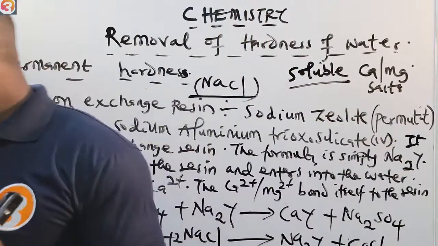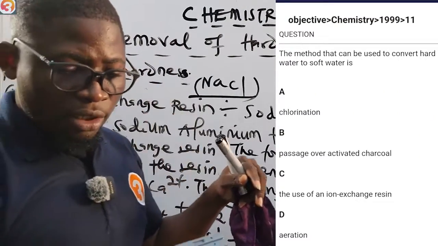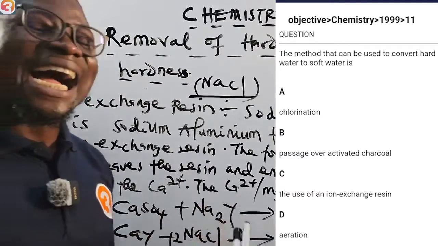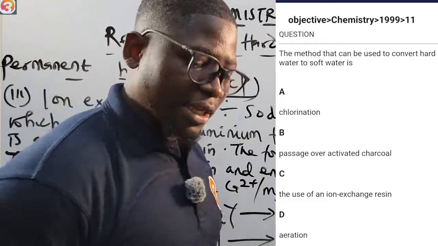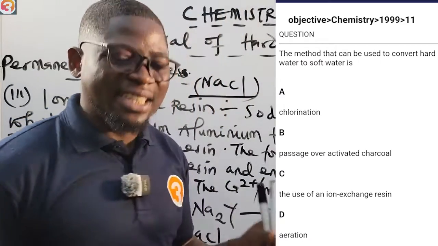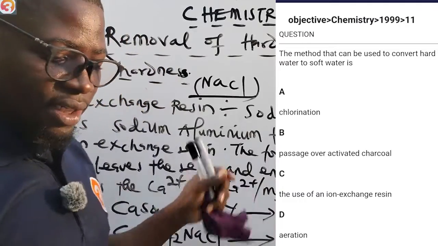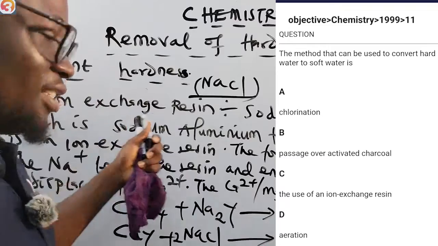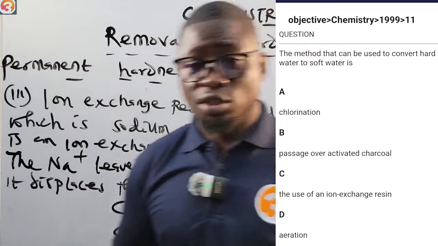1999 number 11. The method that can be used to convert hard water to soft water is: A, chlorination; B, passage over activated charcoal; C, the use of an ion exchange resin; D, aeration. The correct answer is ion exchange resin. So these are some of the questions we sourced from the app.